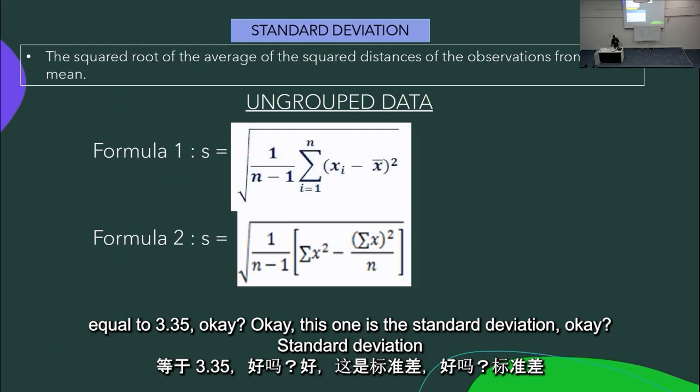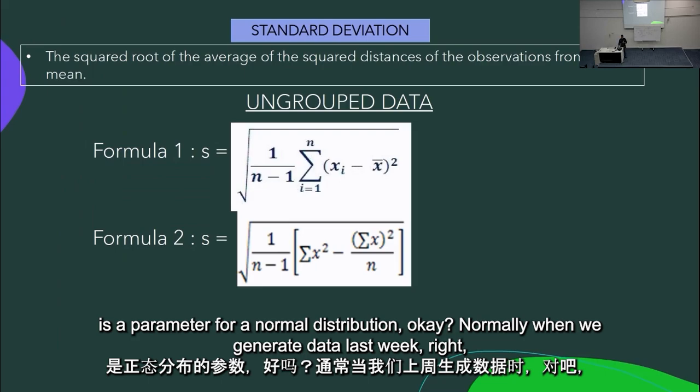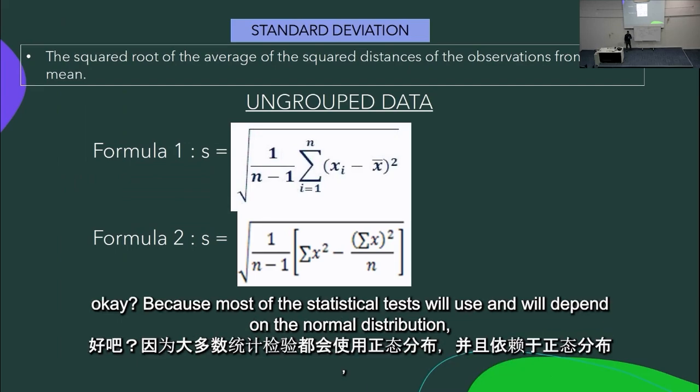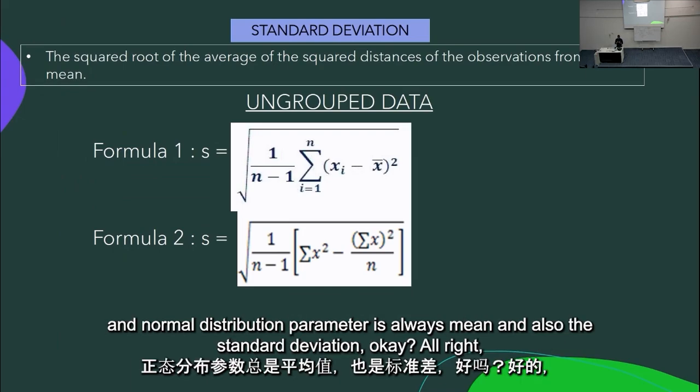Okay, this one is the standard deviation. Standard deviation is a parameter for the normal distribution. Normally when we generate data last week, rnorm with the number of samples, 20, this one is a mean, this one is a standard deviation. Because most of the statistical tests will depend on the normal distribution, and the normal distribution parameters are always the mean and also the standard deviation.